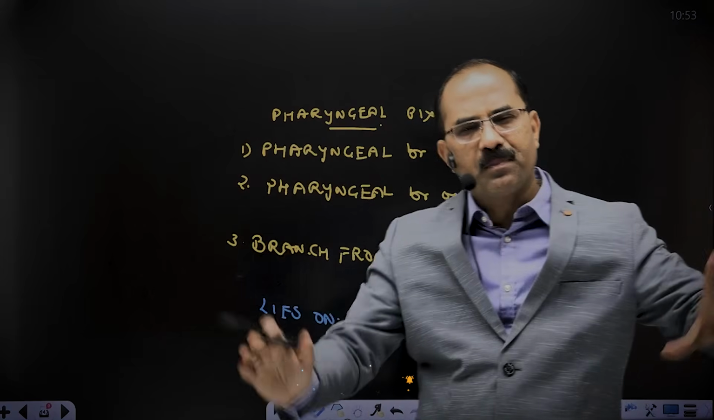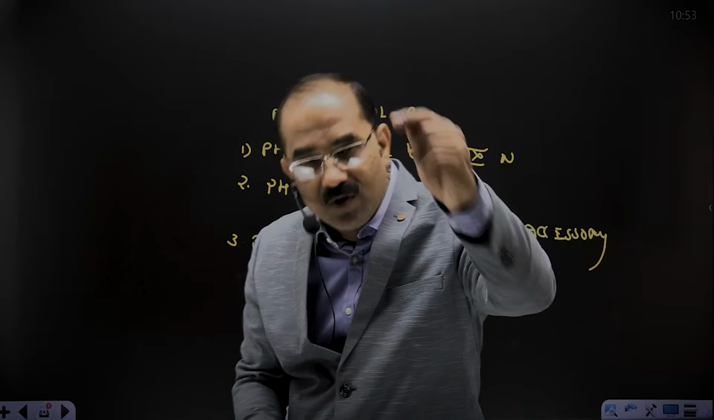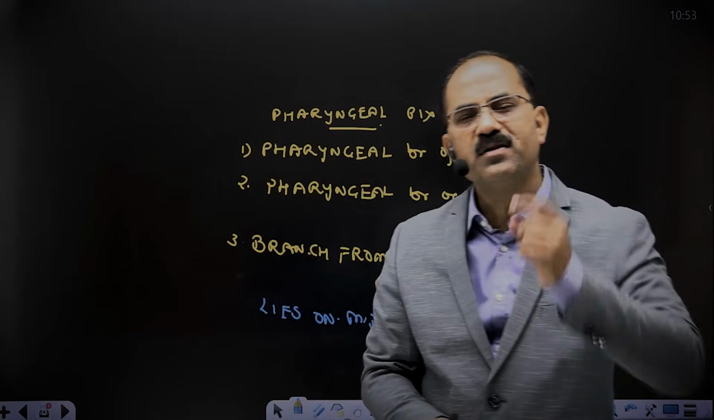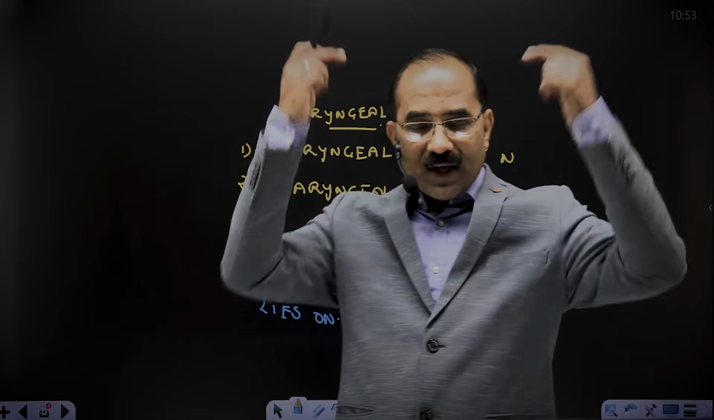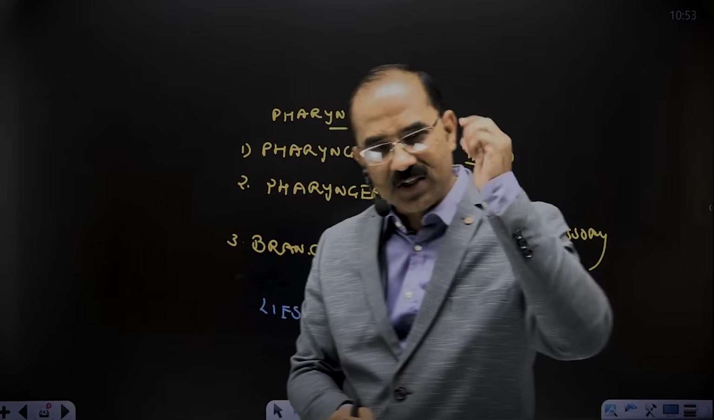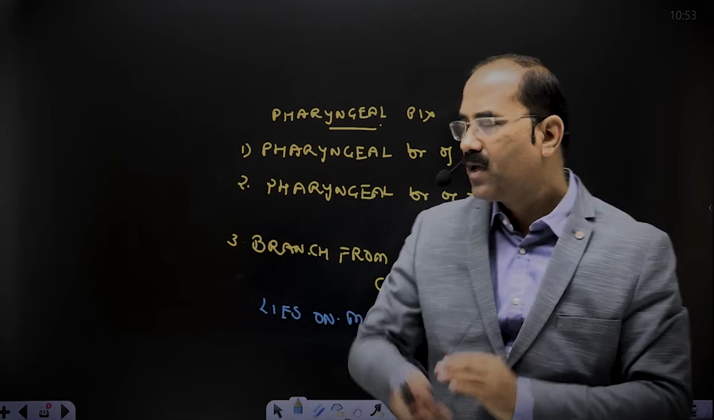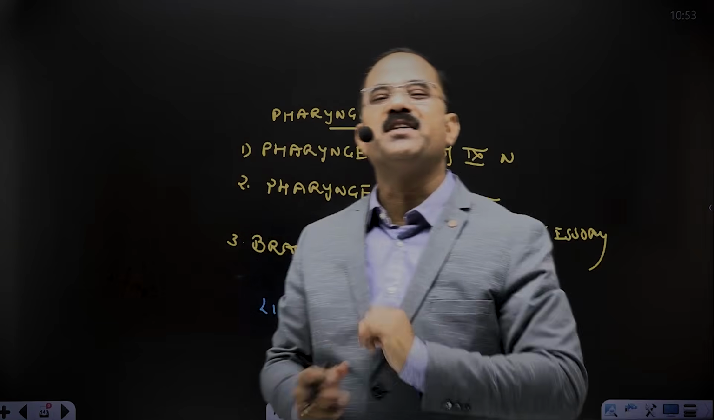Now, this pharyngeal plexus is lying on the middle constrictor muscle of the pharynx, and it is going to supply the circular muscles of the pharynx, except the cricopharyngeus part of the inferior constrictor, which is supplied by the external or the recurrent laryngeal nerve. It is going to supply the longitudinal muscles of the pharynx, except the stylopharyngeus, which is supplied by the glossopharyngeal nerve.